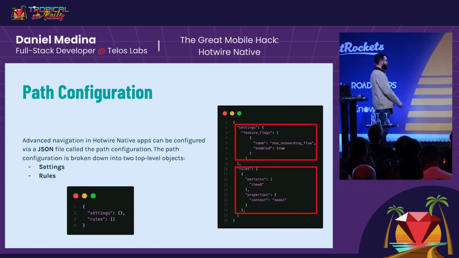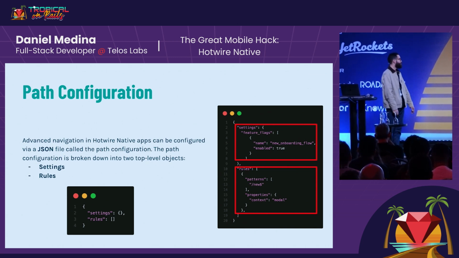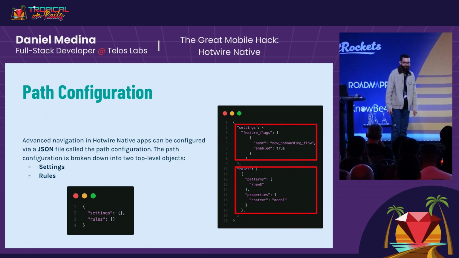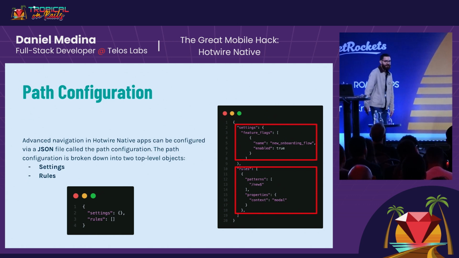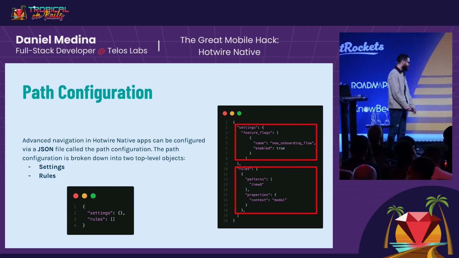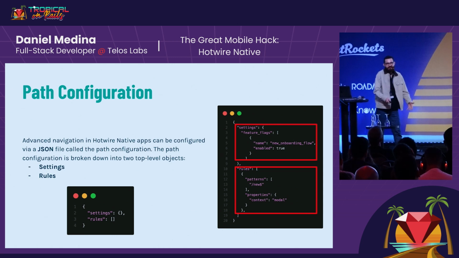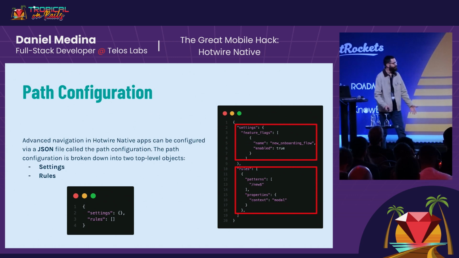The path configuration. The path configuration is basically how you can configure advanced navigation in your app. It's basically configured by a JSON file. This JSON file has a two-level object, settings and rules. Settings will not be used for this example. It wasn't needed. But basically, it's just settings for the application. The most common case for this is feature flags.